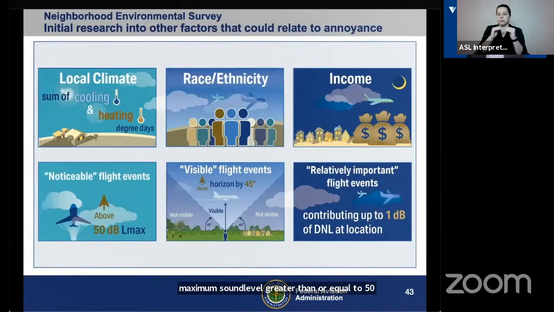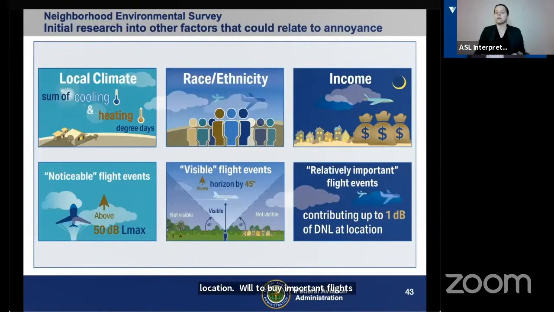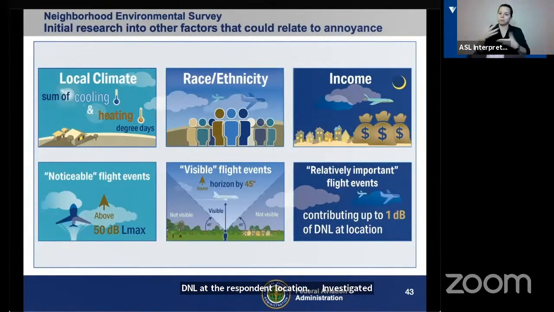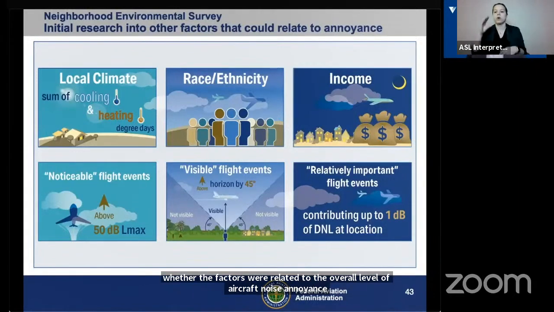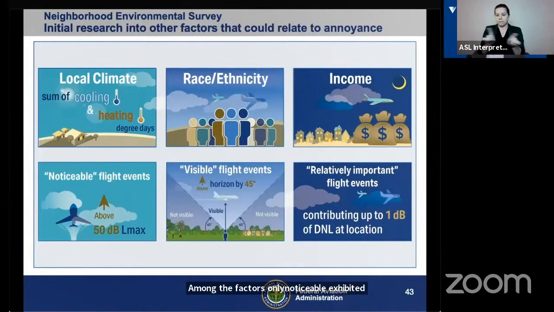And finally, relatively important flights, defined as flight events contributing up to 1 decibel of the total DNL at the response location. The analyses investigated whether, after controlling for DNL, the factors were related to the overall level of aircraft noise annoyance or moderate the relationship between annoyance and noise exposure as measured by DNL. Among these factors, only noticeable exhibited a marginally statistically significant ability to explain differences, while the remainder exhibited no statistical relationship.